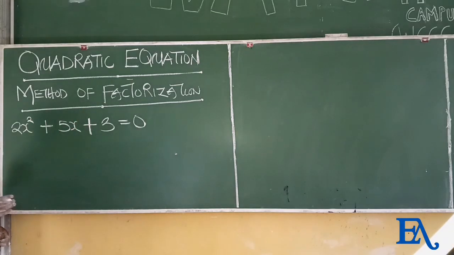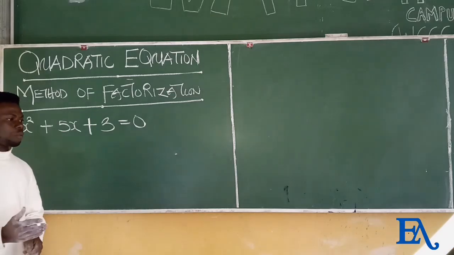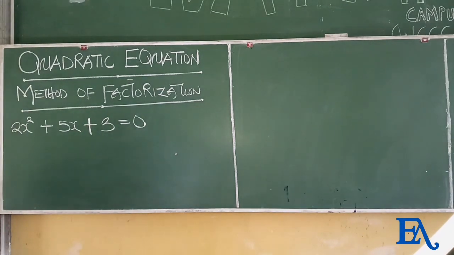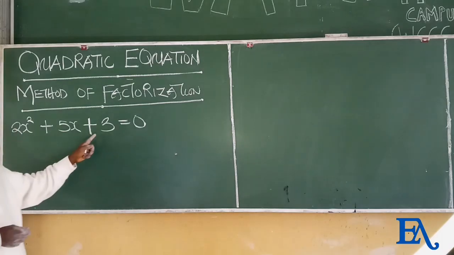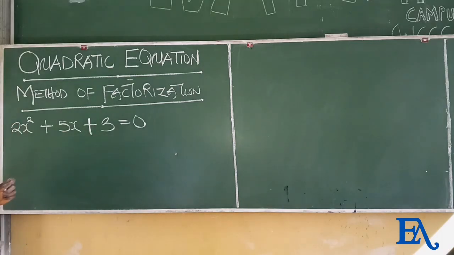Step-by-step approach in factorization in quadratic equation. The first step in obtaining the right result is to determine the product and the sum. To get the product, multiply the coefficient of x squared, which is 2, by the constant 3 to obtain your product.